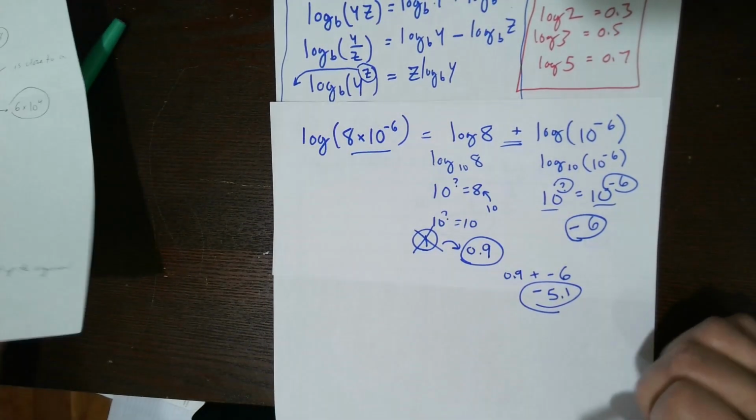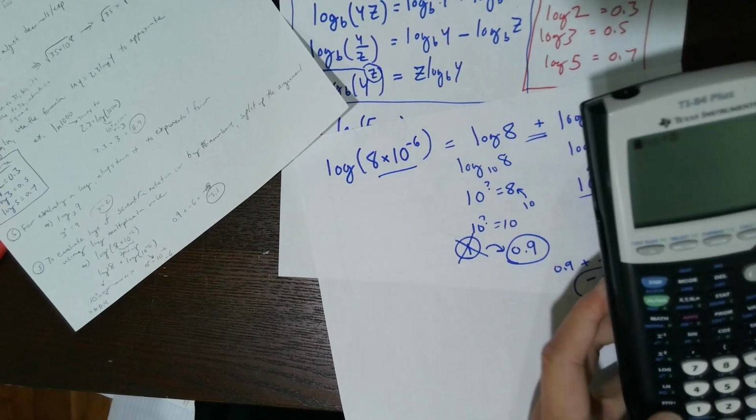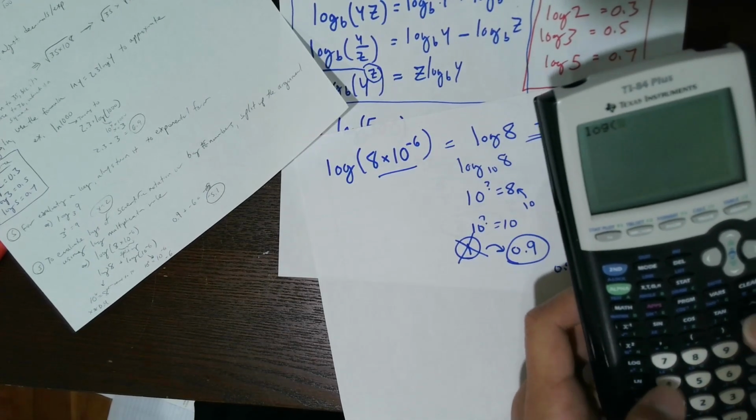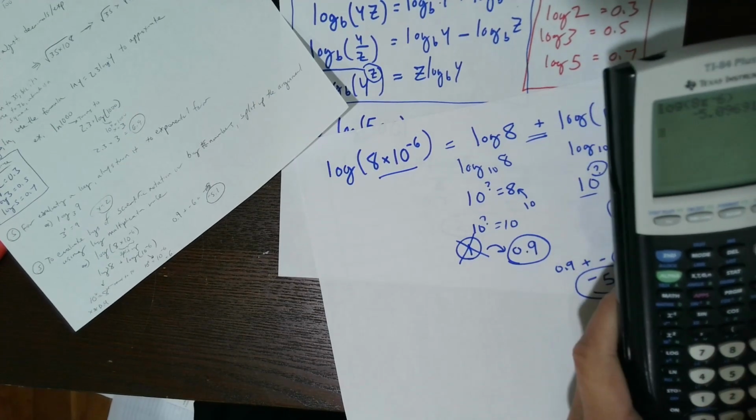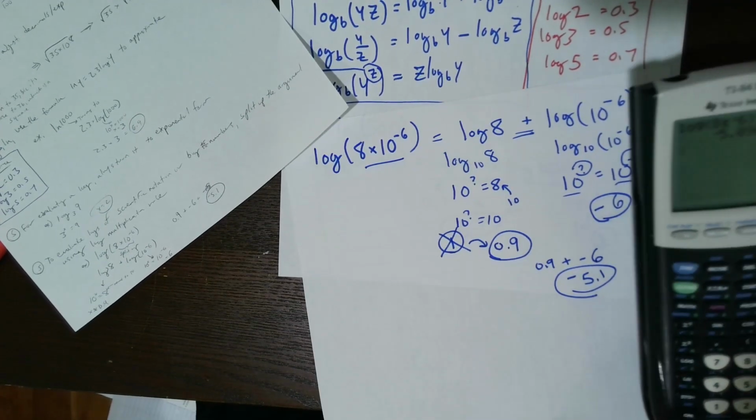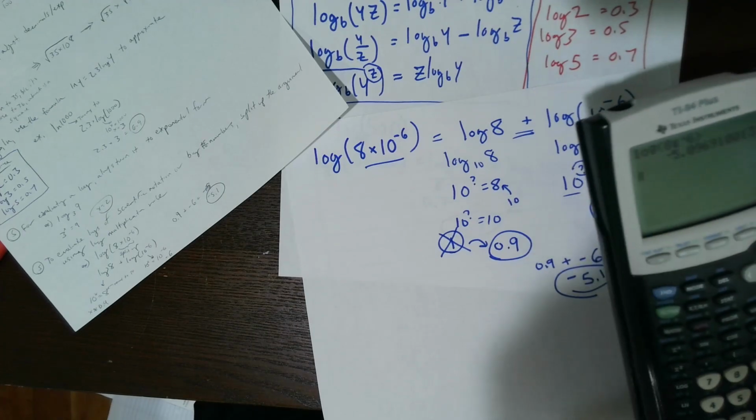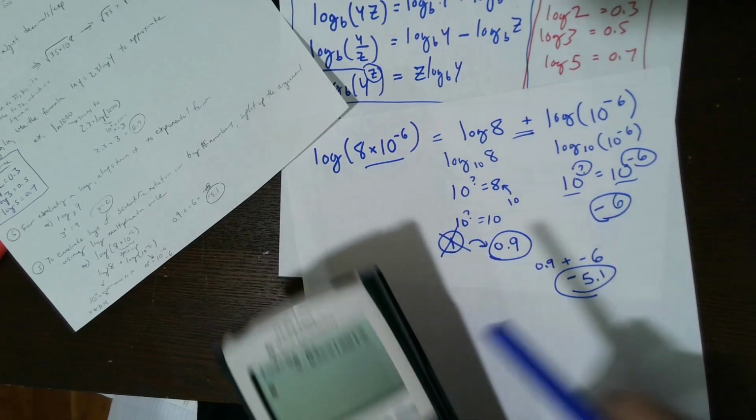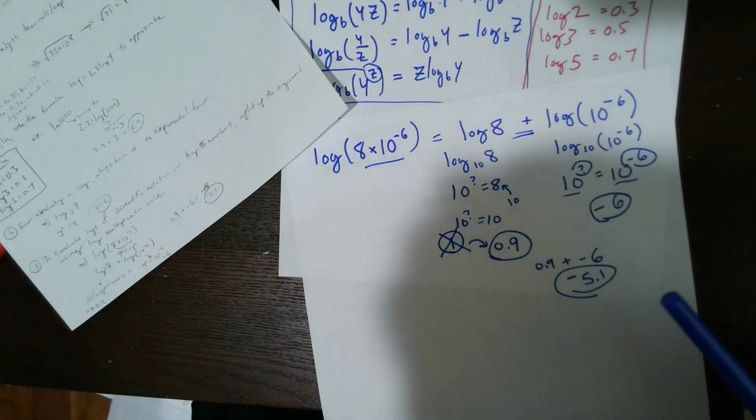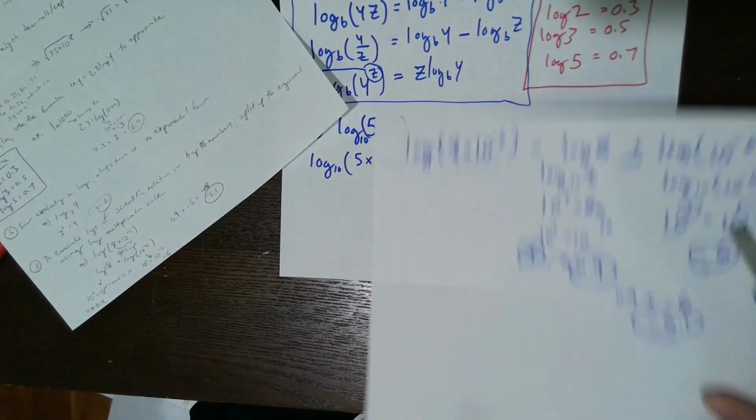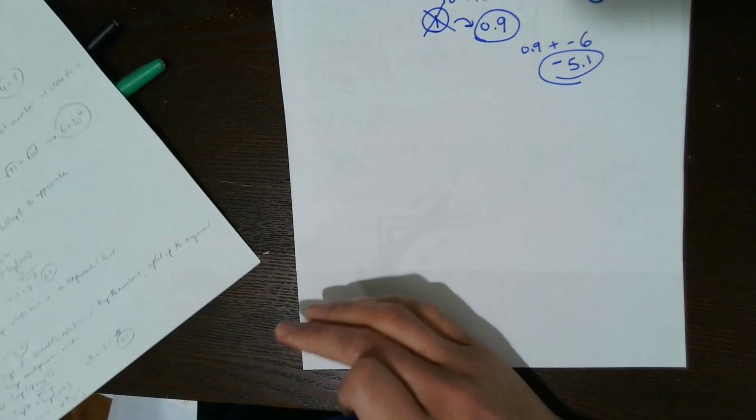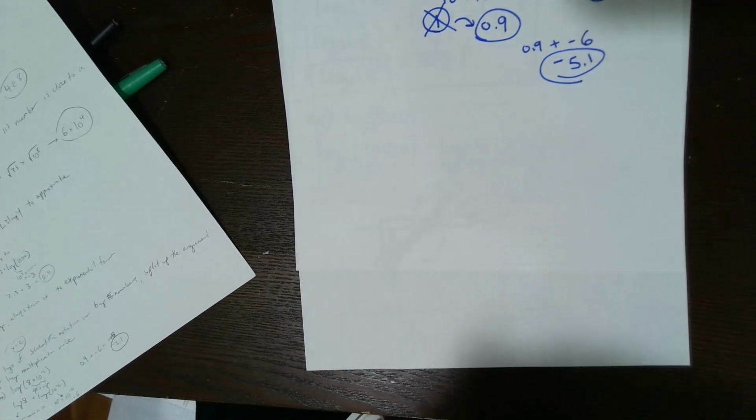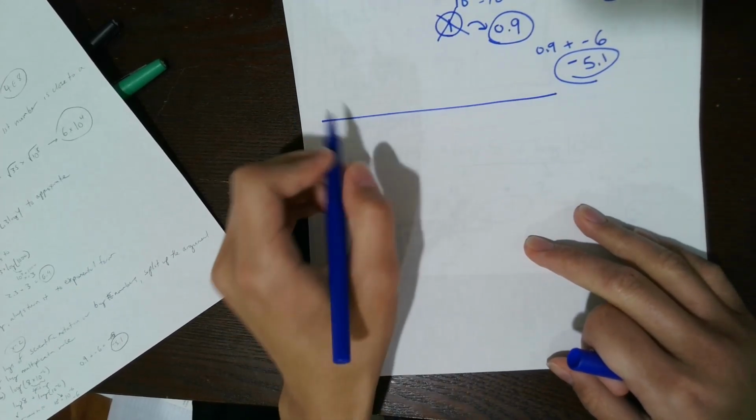And if we put it into the calculator to check, what is the log of 8 times 10 to the negative 6? We get negative 5.09, which is very close to negative 5.1. And on the MCAT, close enough is good enough. All right, so that's logs. There's a special kind of log. It's called the natural log.